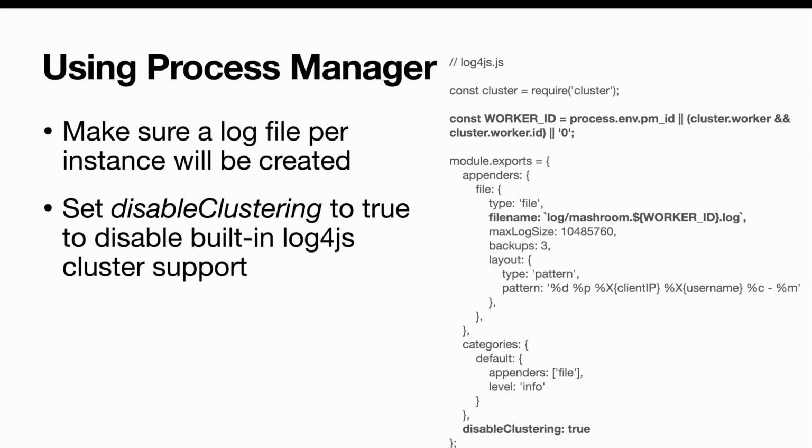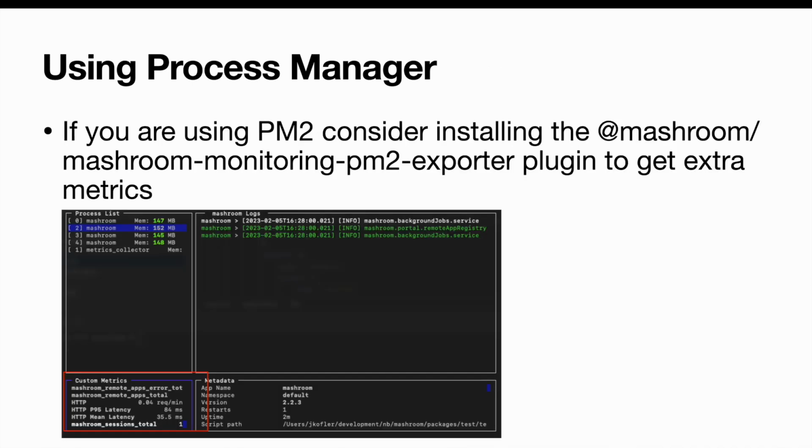The second thing you need is to change the log4j configuration. Make sure a separate log file is created per worker instance. So replace the log config file by the one shown here. Optionally, you could install the Mashroom Monitoring PM2 exporter plugin, which exports custom metrics to PM2, such as HTTP request count and session count.